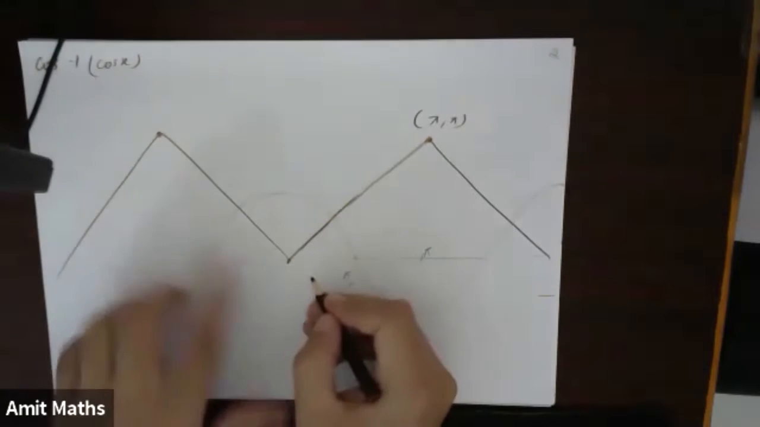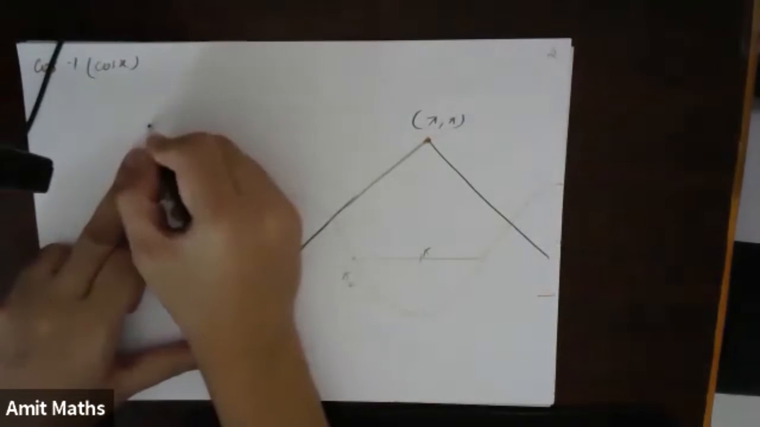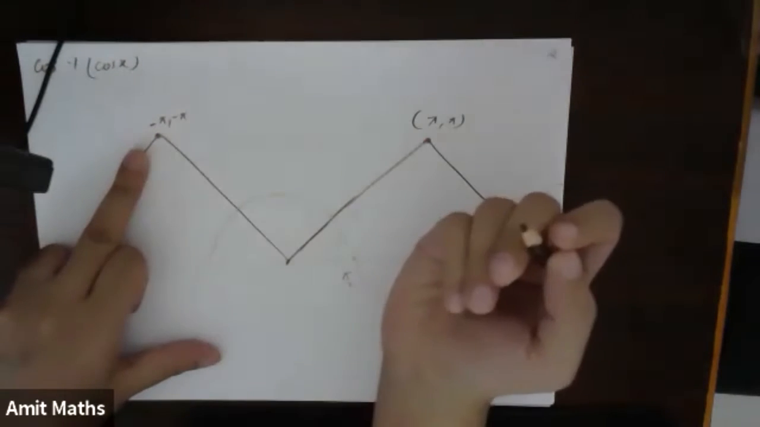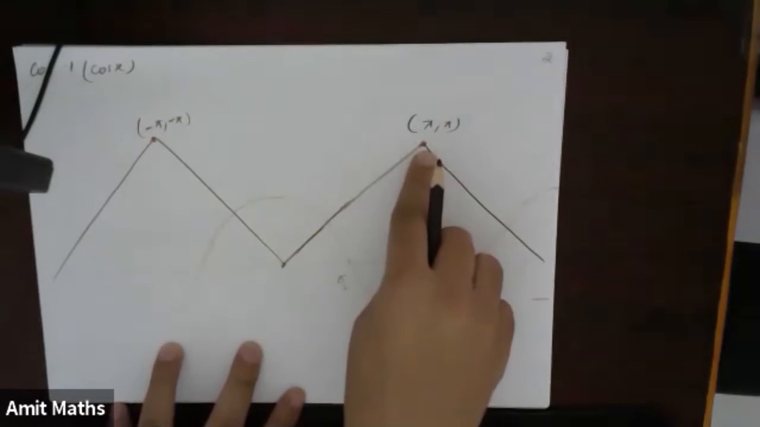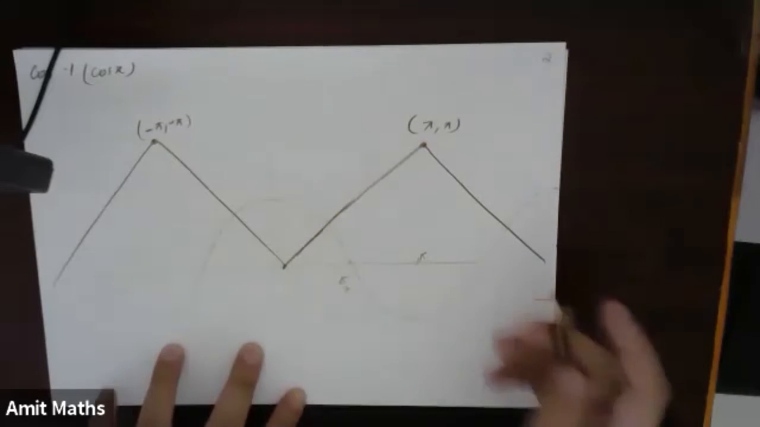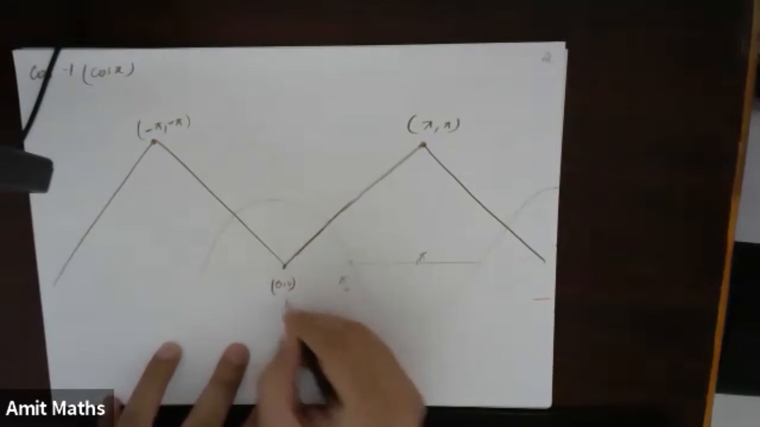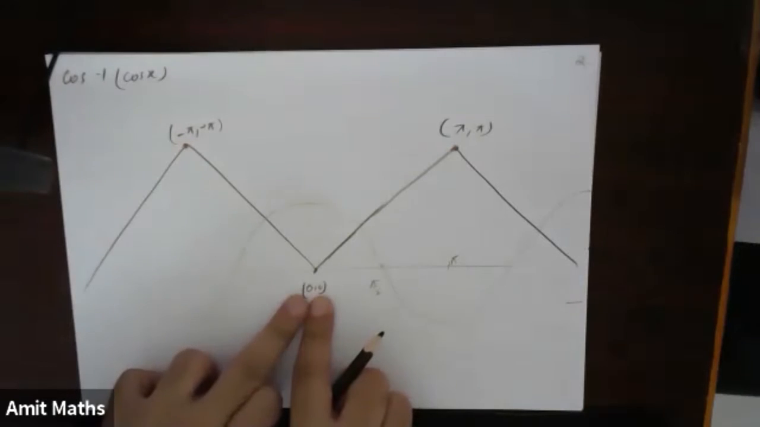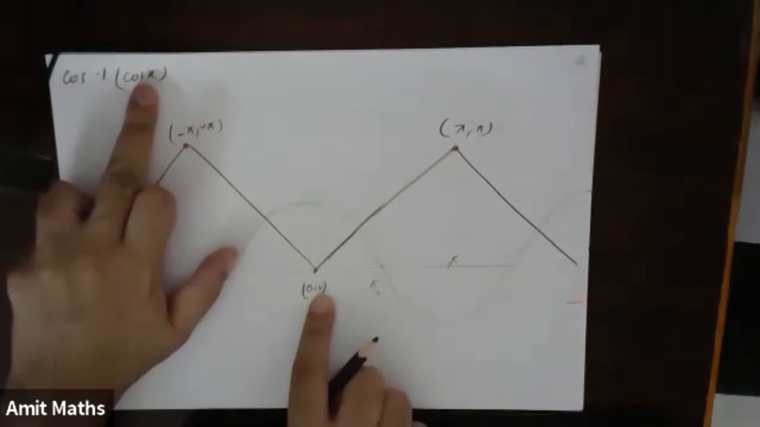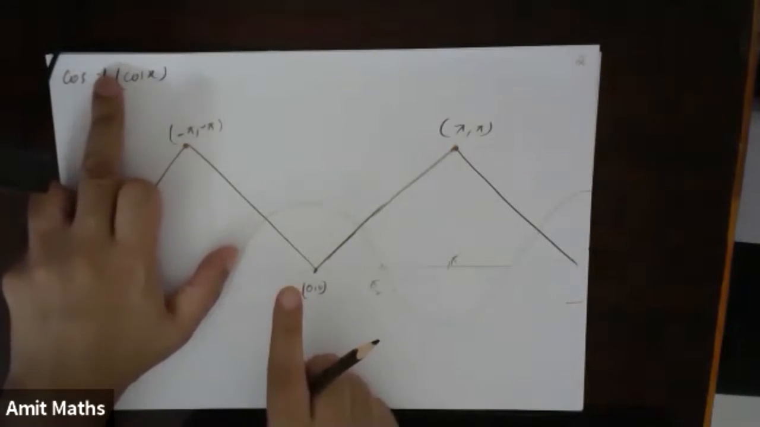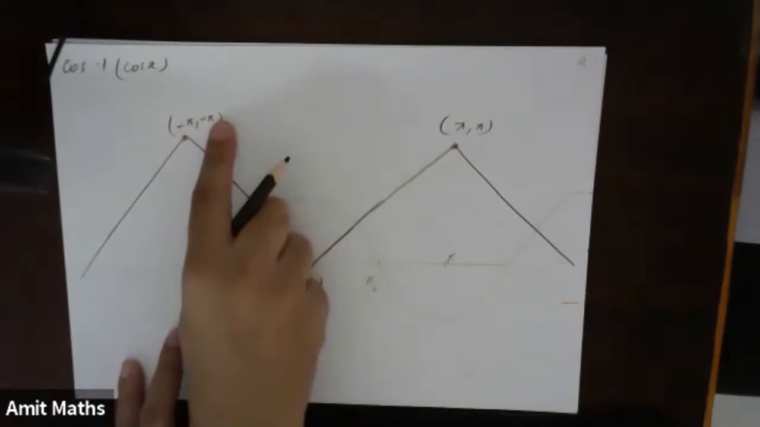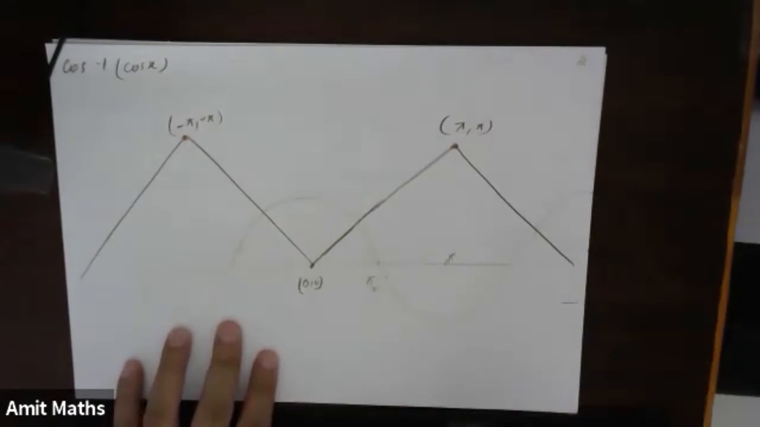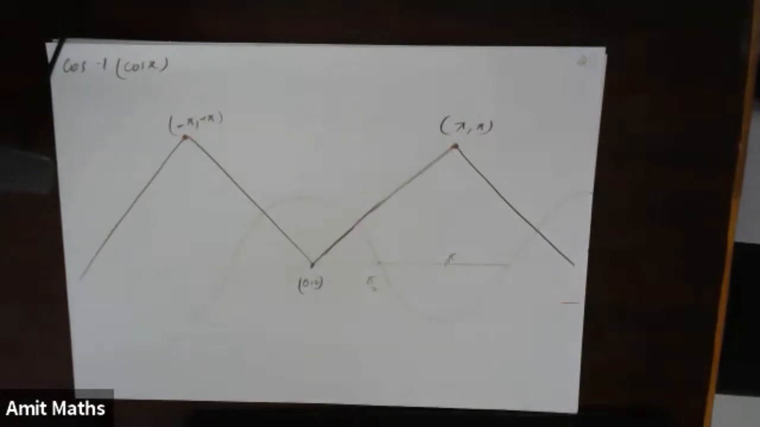Now this point, see, this is exactly opposite. So this point will be minus pi comma pi, because the value will be from 0 to pi, right? Minus pi, yeah, minus pi to pi. Very good. And this point is 0 comma 0, right? Why 0 comma 0? Think about it. Cos of 0 is 1, and cos inverse of 1 is again 0. So that is why 0 comma 0. Minus pi comma pi, pi comma pi, and so on. Everybody understood this graph?